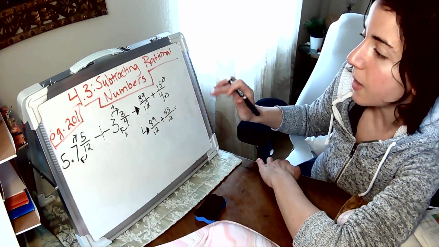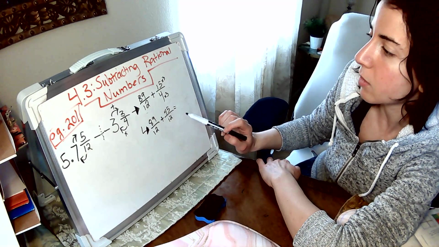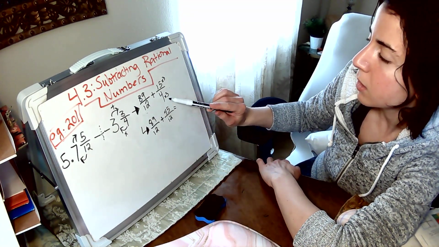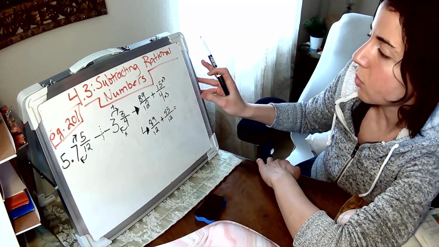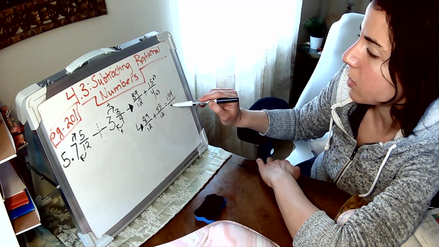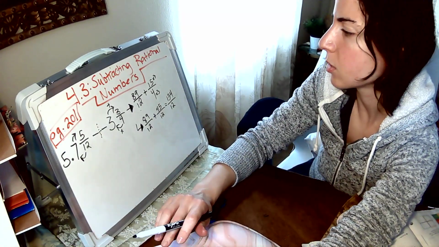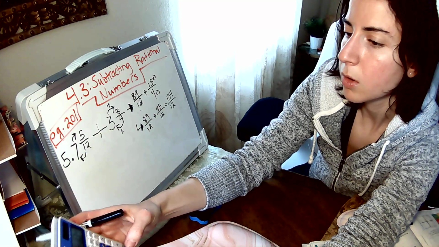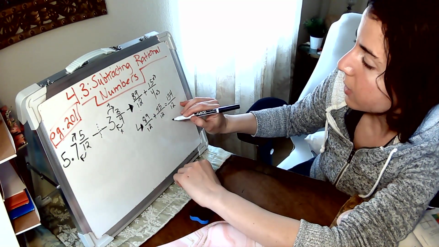Now we just need to add 89 and 45. So this would be 120, and then plus 5, 13, so 134, I believe. Always like to double check though. Okay, over 12, and then we're going to divide.